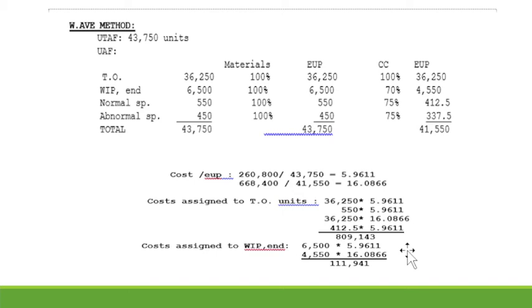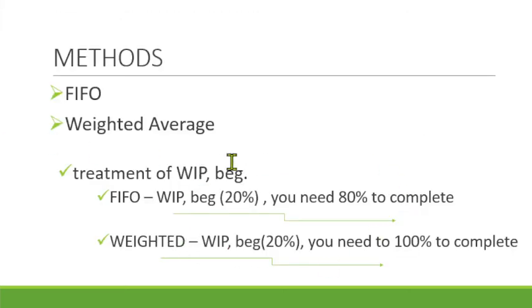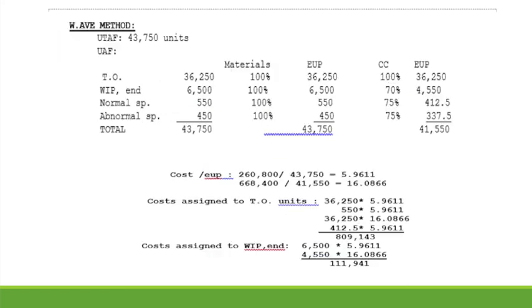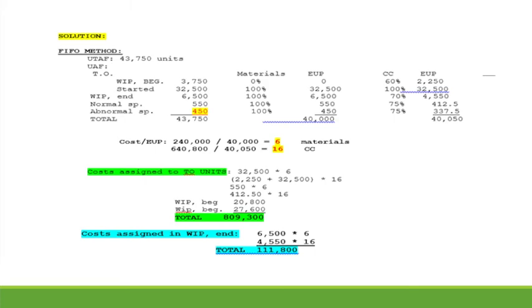Okay, if the question is cost assigned naman to WIP end, di left mo lang yung WIP end, 65 times 5.9611, then 4,550 times 16.0866, and then i-total mo yan, memory plus and memory recall in your calculator, kung scientific, dire-diretso lang yan, 111,941. So that's the difference. So lagi mo pong tatandaan yung konsepto nito, yung treatment of the WIP beginning, because you will never go wrong once you have already learned or you get the concept related to their major differences.